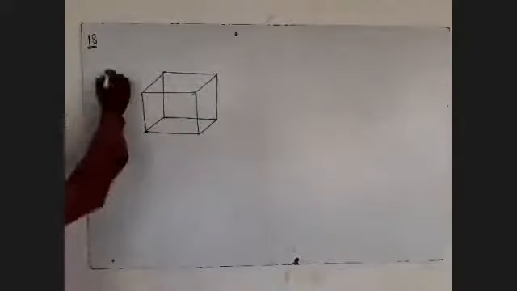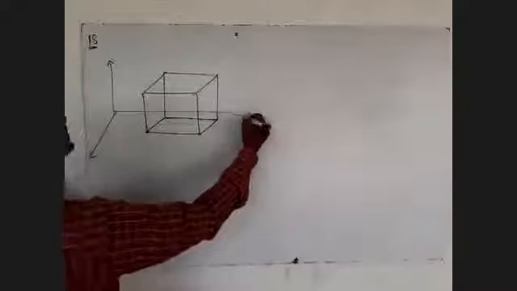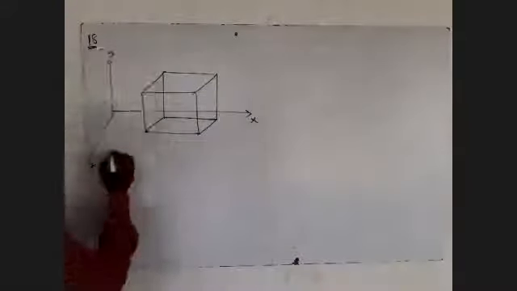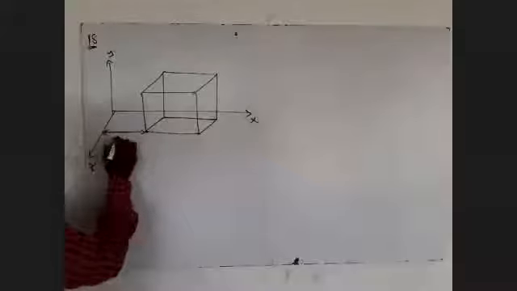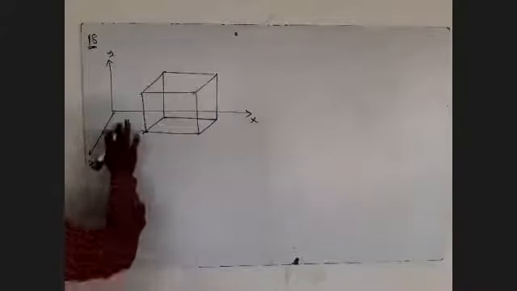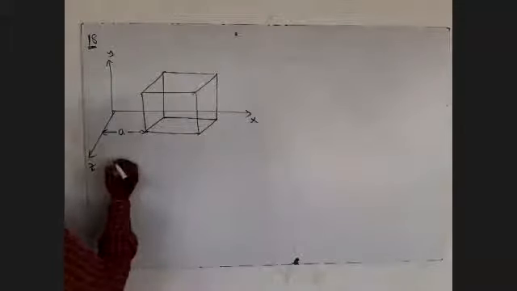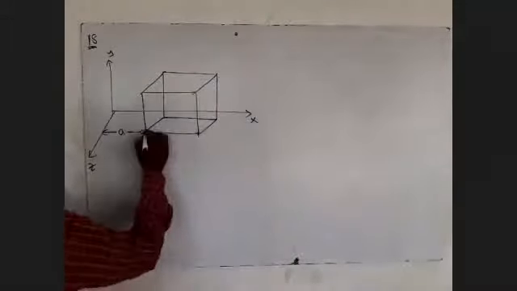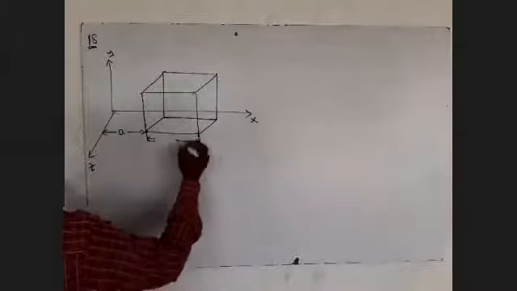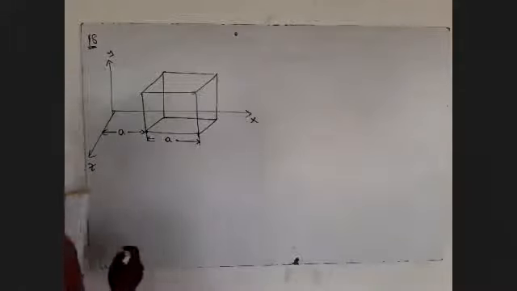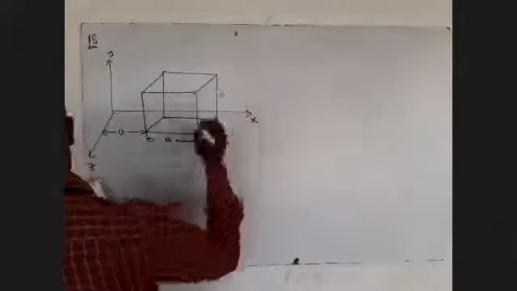This is given. Here are the x-axis, z-axis, and y-axis. From here to here is a distance A. From here to here is a distance A, and here to here is also a distance A, here also A, here also.